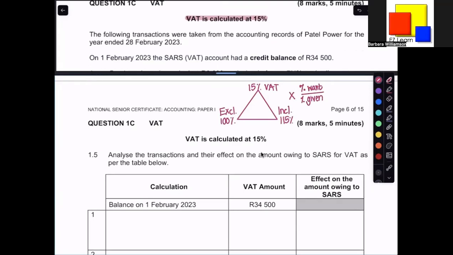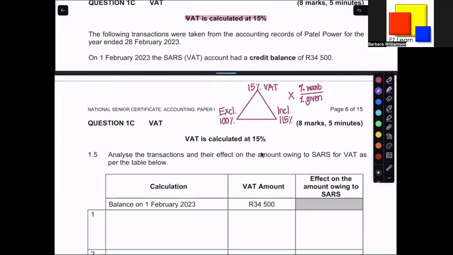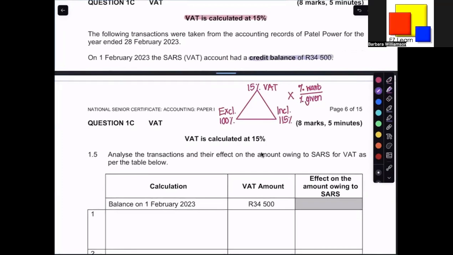We're told that the SARS VAT account has a credit balance at the beginning of 34,400. A credit balance means that we owe SARS. How do I know that?